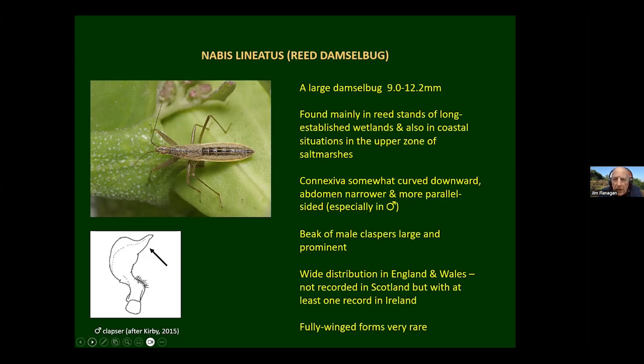These are characteristic of really good kinds of wetlands, or wetlands that have a long continuity. One of the places that I've recorded these is on Thorne Moors, on areas of reed, and reed beds do seem to be one of the habitats they're often found in. They're also found in the coastal zones, especially the upper salt marsh.